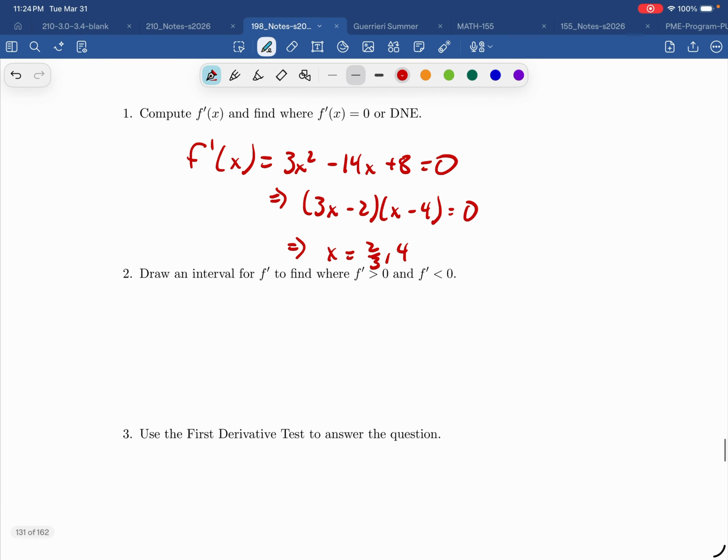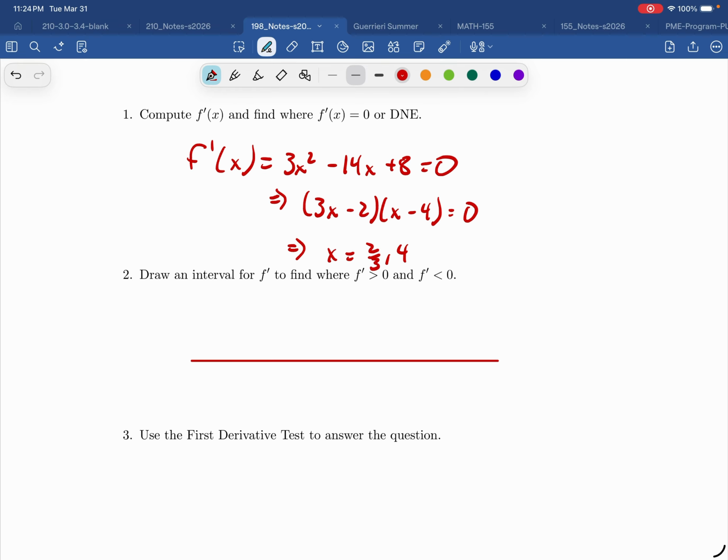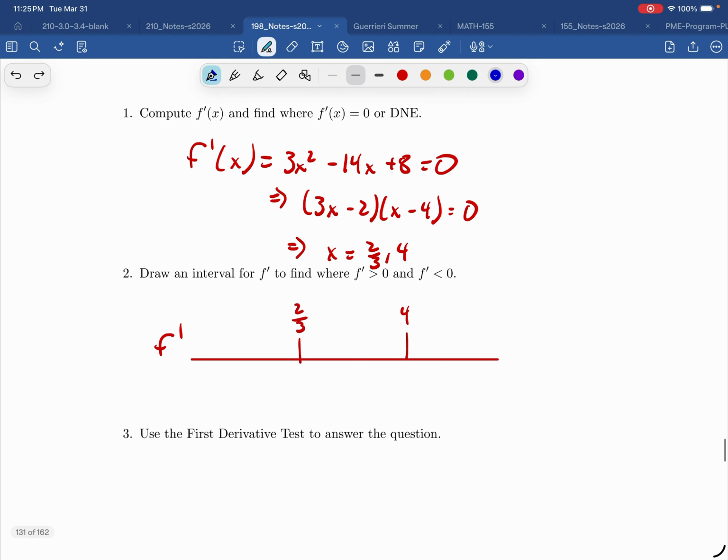All right, so now we're going to just set up a little interval like this. I'll call this f prime right here. And we're just going to mark 2/3 and 4. It doesn't need to be super to scale, but I'll try to make it roughly to scale. All we're going to do is find where the derivative is positive and where the derivative is negative. Now, here's the cool thing. In order to do that, all you need to do is plug in 1 point anywhere on this interval, any number less than 2/3, and plug that into f prime. And if the derivative is positive, then the derivative is positive on that whole interval. If the derivative is negative, then it's negative on that whole interval.